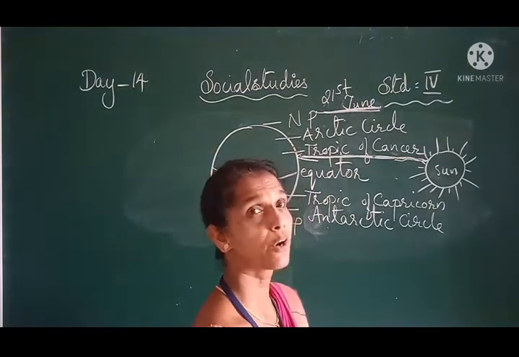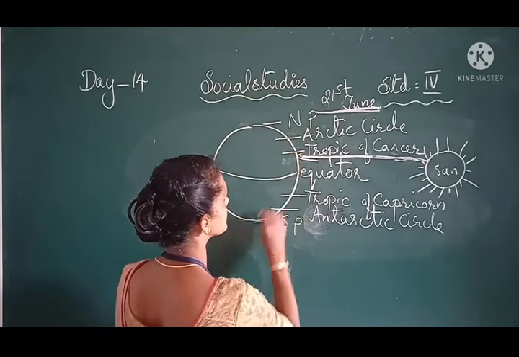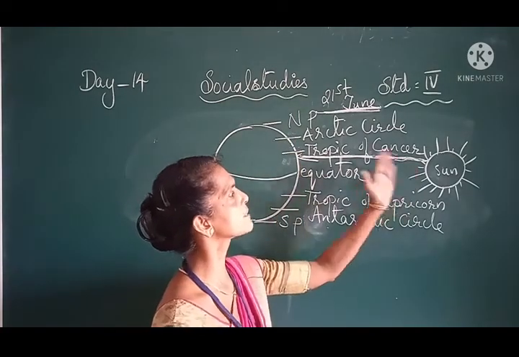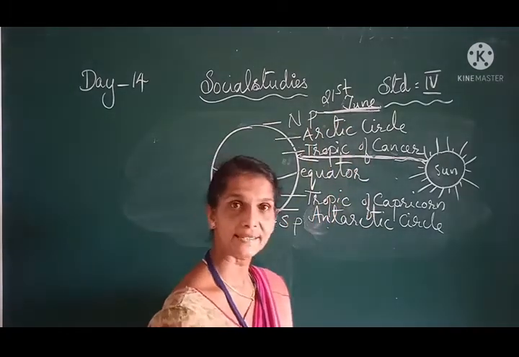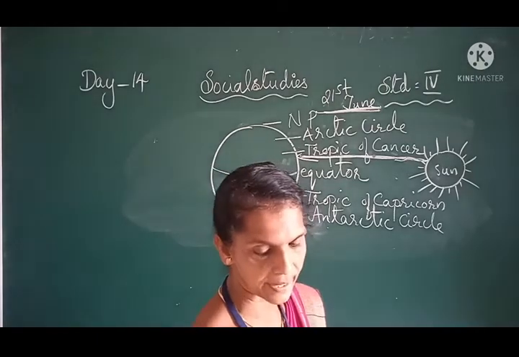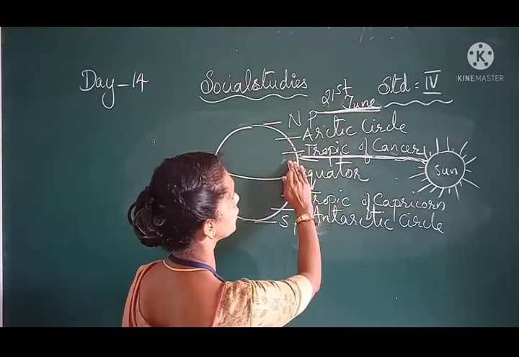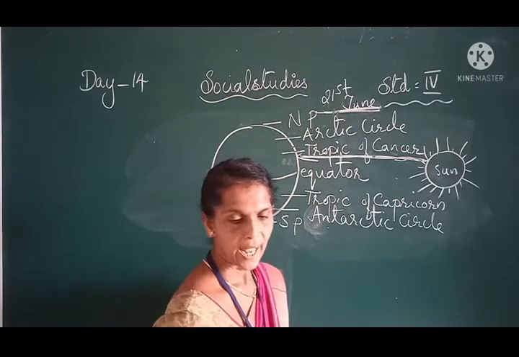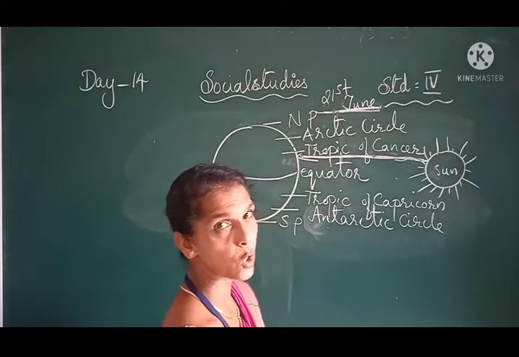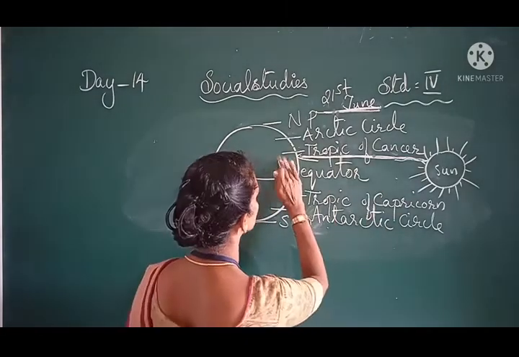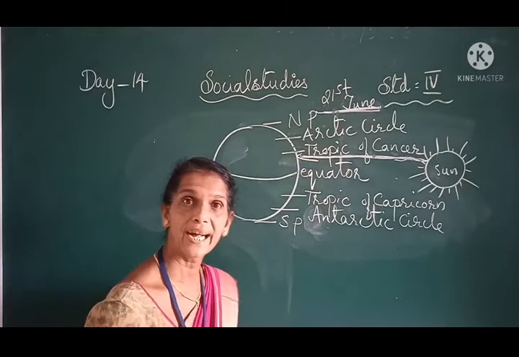Summer in the Tropic of Cancer or Northern Hemisphere. This part is the Northern Hemisphere, the Southern Hemisphere. But when the sun's rays fall directly on the Tropic of Cancer on 21st June, it is summer in the Northern Hemisphere. It is called the summer solstice.